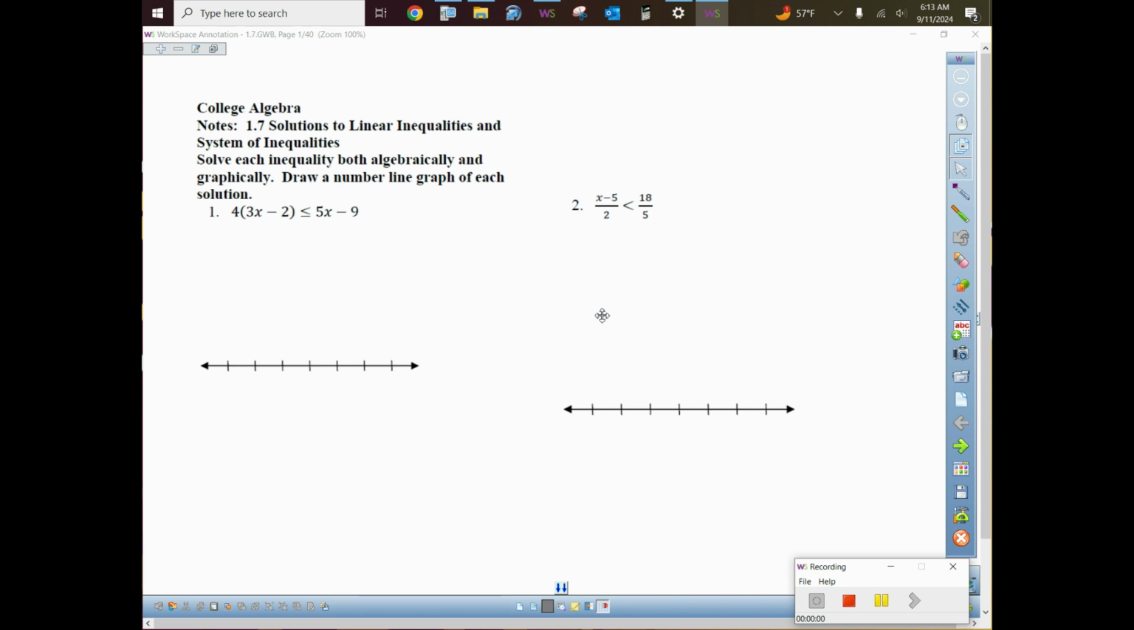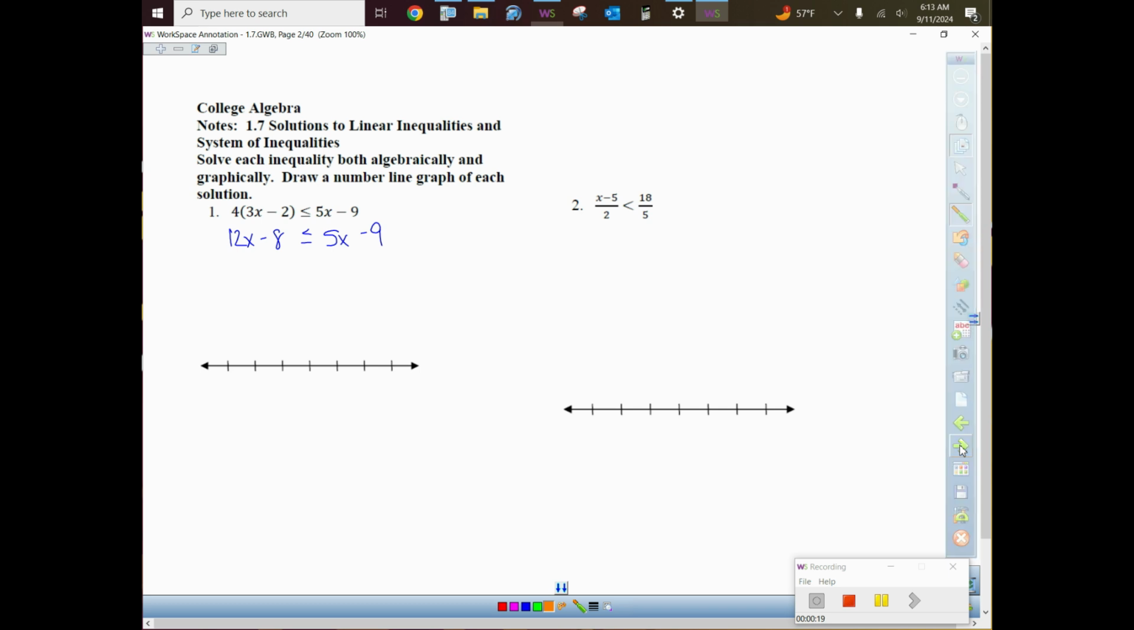Problems 1 through 7 in college algebra today, doing a little inequalities. And the first few are linear inequalities because they're only dealing with x's, no y's, so just one-dimensional. So what we'll do is we'll try to get x all by itself, usually on the left side. So I'm going to distribute that 4 through the parentheses in that situation.